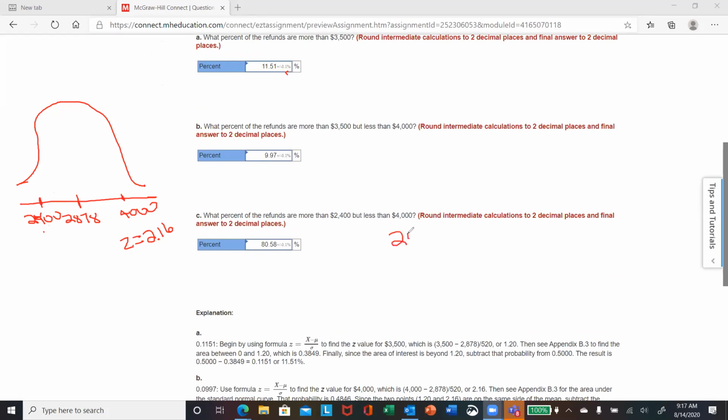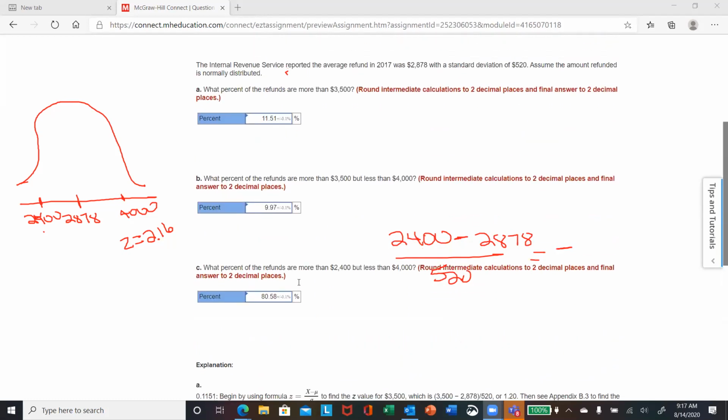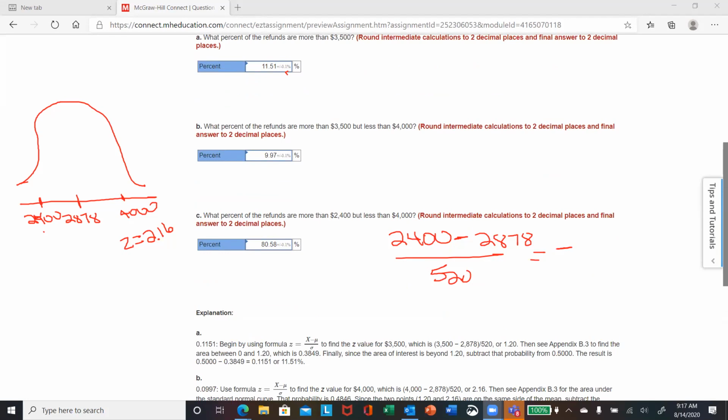So you take the 2,400, subtract out the 2878, divide that by 520. In this case, you're going to get a negative z-value. And on that one, your negative z-value is 0.92. All right. So we are looking between a z-value that's a negative 0.92 and a z-value that's right at 2.16.